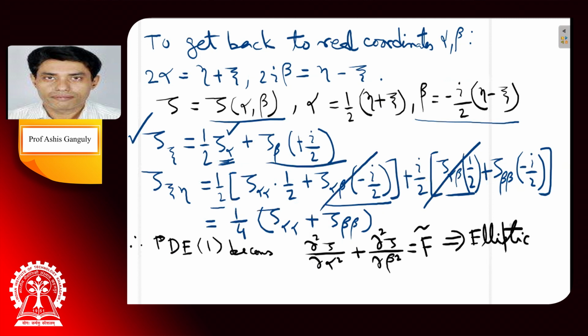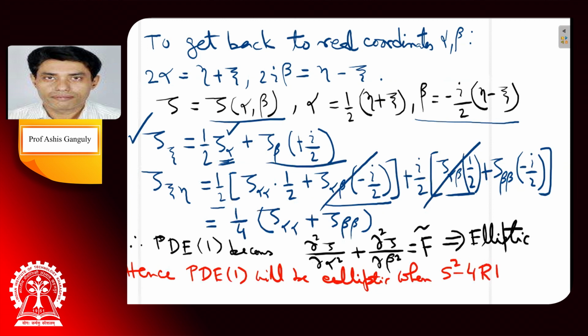So that completes the case 3 also. Hence PD1 will be elliptic, when s square minus 4RT less than 0. And in this case, there is no characteristic directions. Okay. So this completes the discussions of canonical classification.